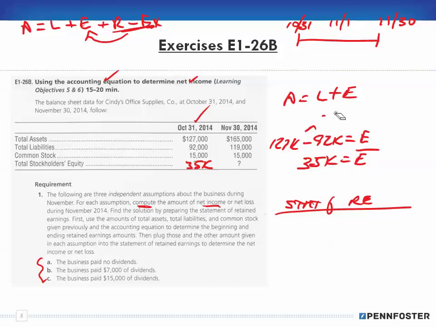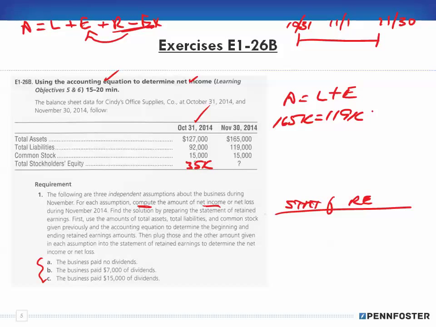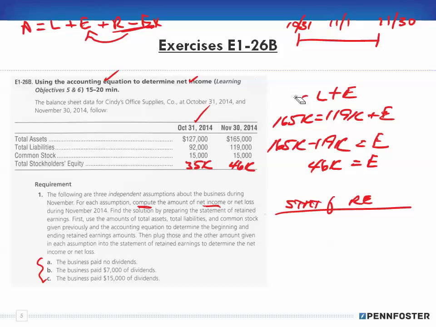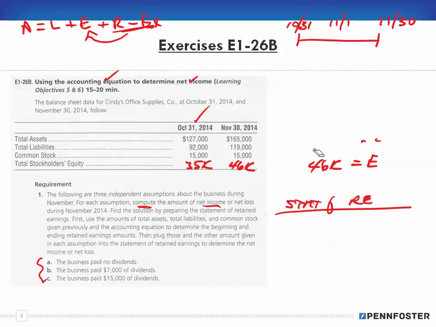We do the same thing for November. We have 165,000 is equal to 119,000 plus the equity, or 165 minus 119 is equal to the equity, and we end up with 46,000 as our equity for the end of November, so 46,000. Okay, so now that is our total equity, but we're trying to figure out our net income, and we're doing that through our retained earnings.